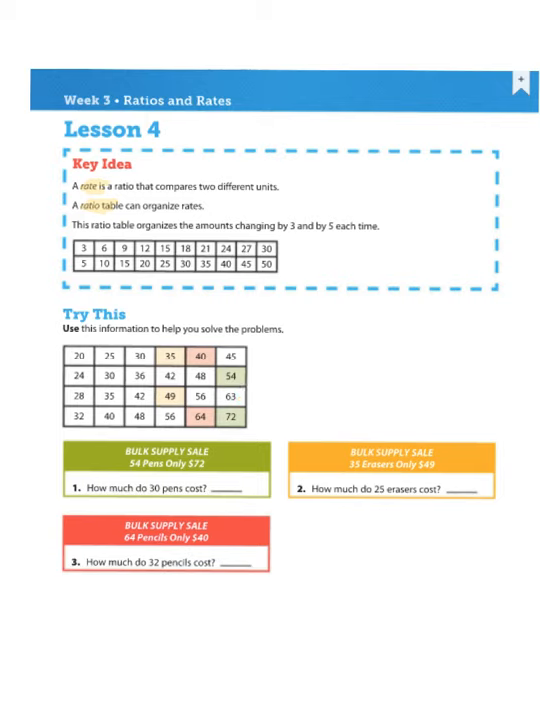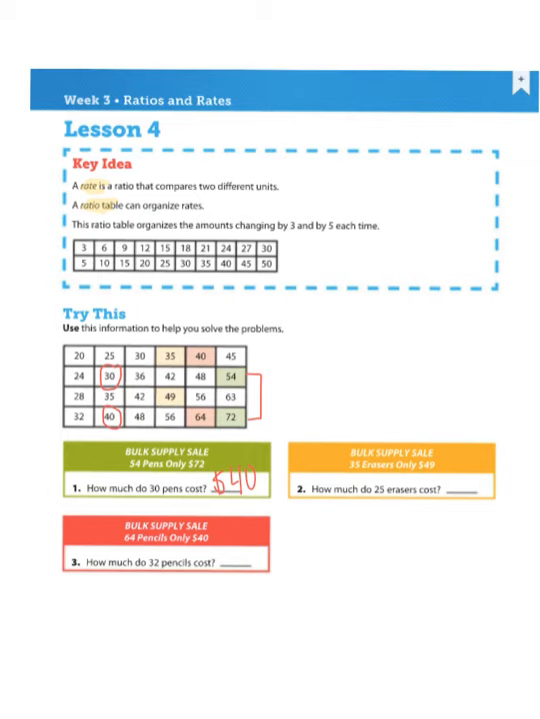So it says, how much do 30 pens cost? So you're going to find 30 on your table. And I know there's two different 30s, but again, we want to follow this same pattern. So that means that I'm going to choose this 30 right here. And if I follow this same pattern, they skipped 1, I would go from 30 and land on 40. So 30 pens would cost $40.